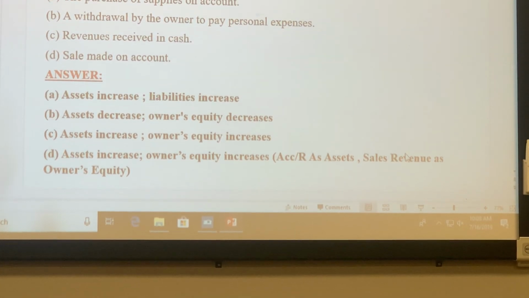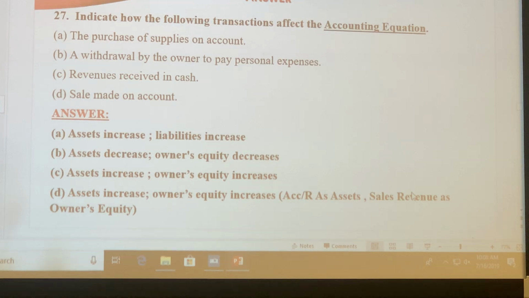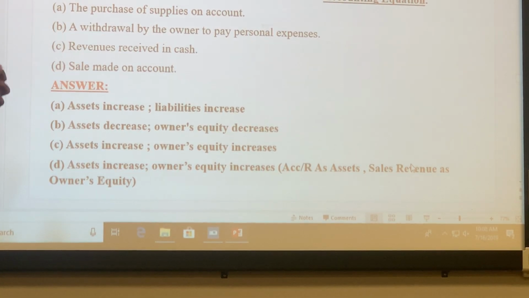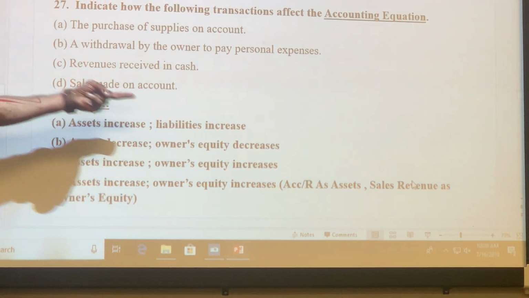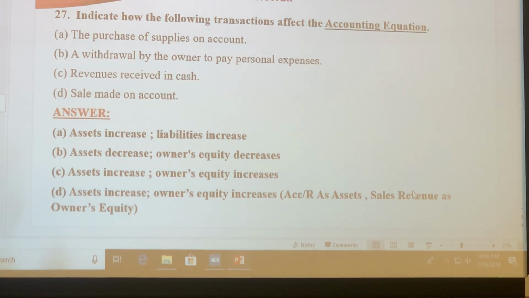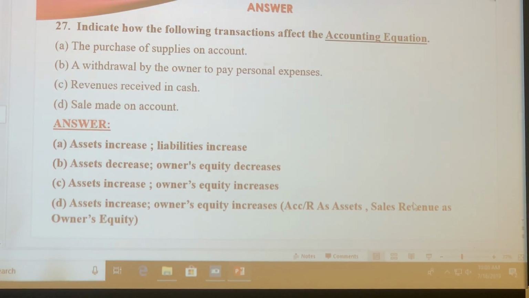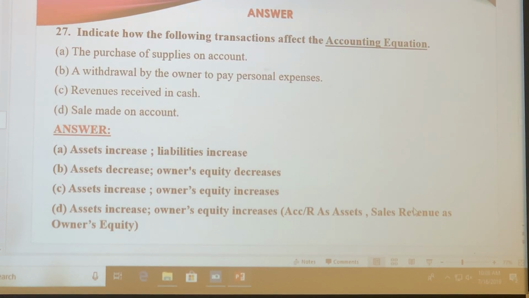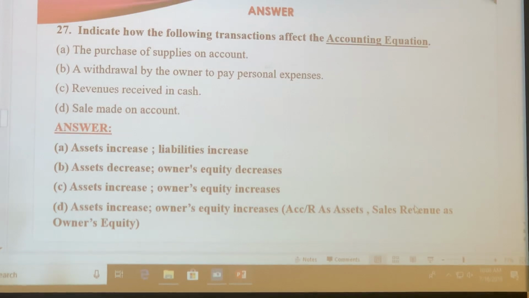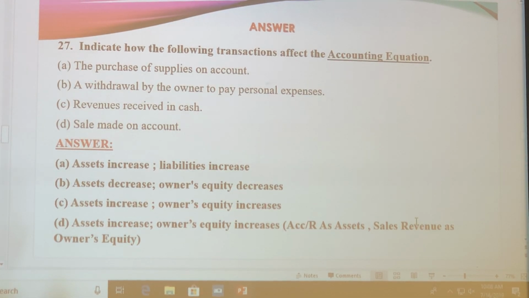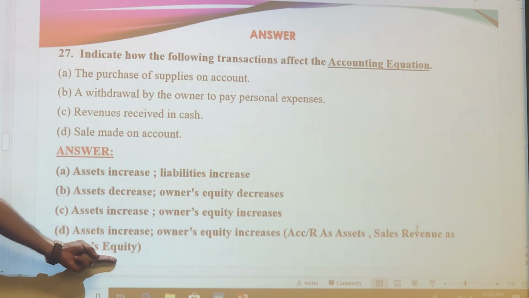So, the purchase of supplies on account means supplies are coming into your business, and at the same time, since you take the supplies on account, you have to pay, meaning your liabilities are increasing too. What does a sale made on account mean? It means you sell goods on account, and you don't receive the money on the spot, or at the time, from the customer. That's why you record accounts receivable and sales revenue. See, accounts receivable as assets, sales revenue as owner's revenue.